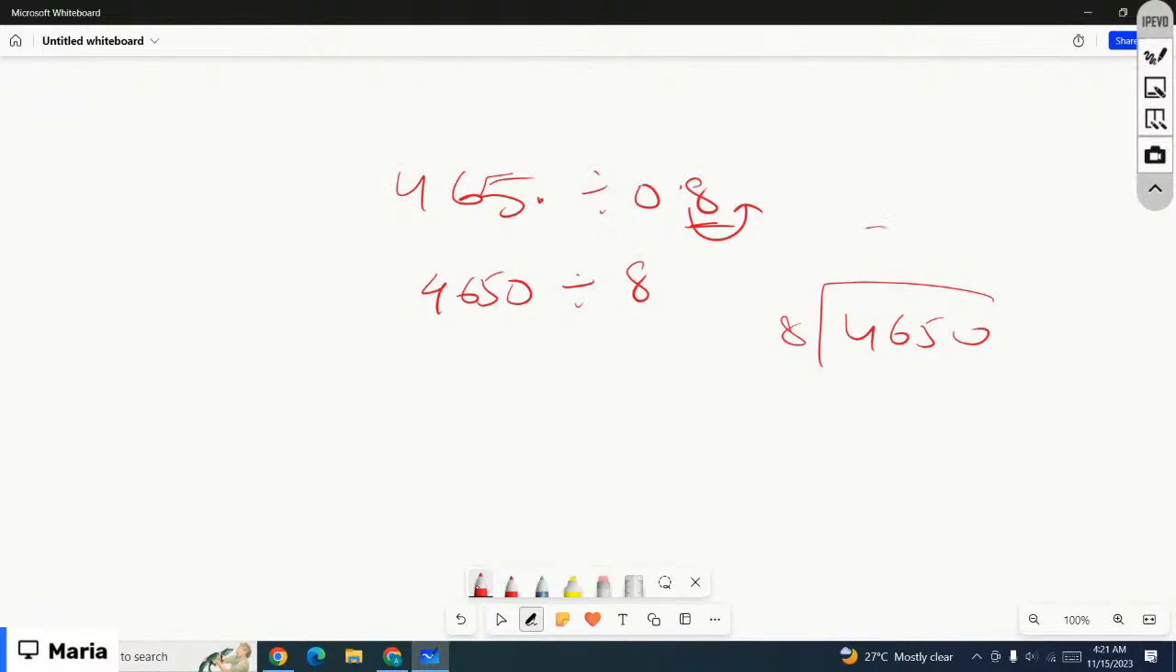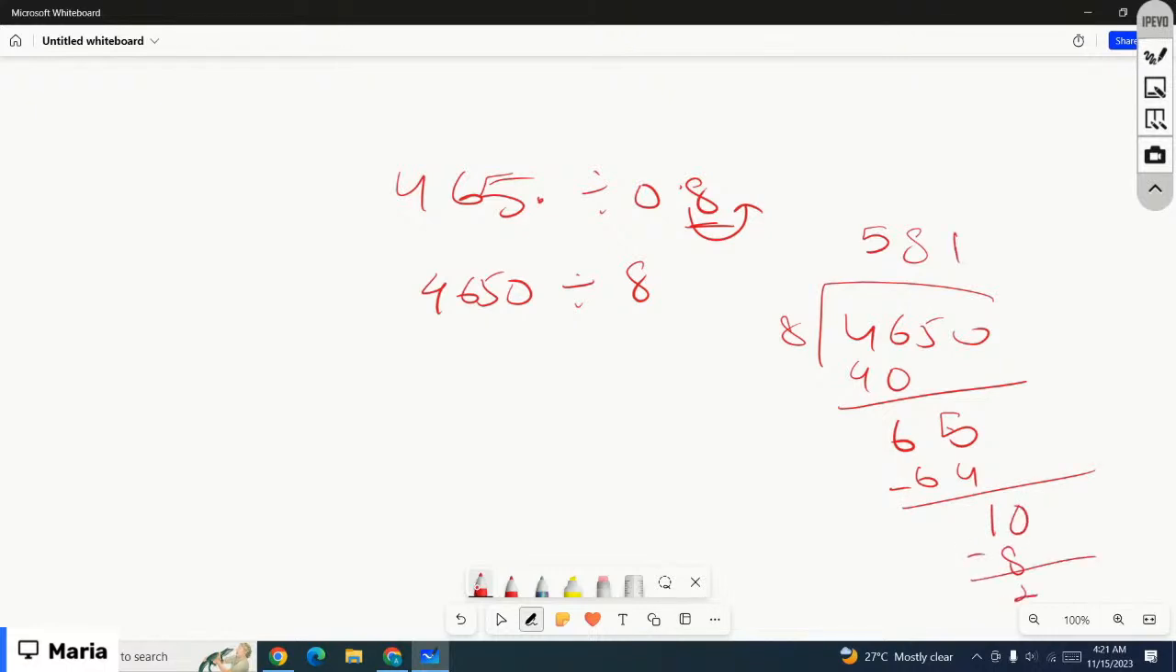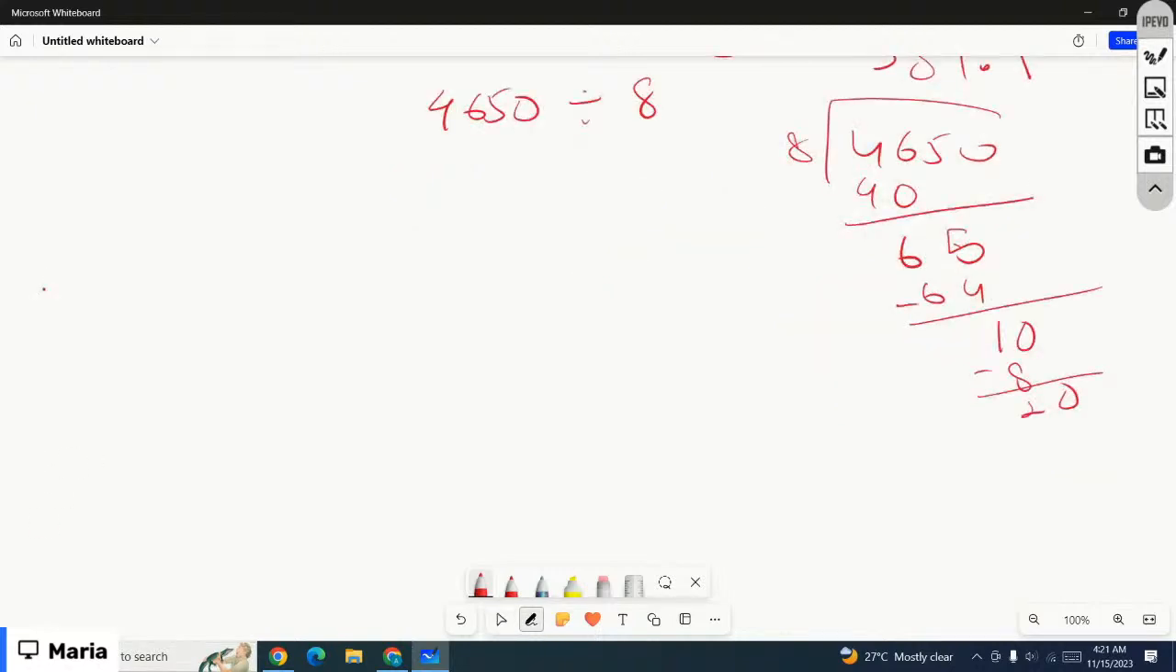8 times 5 is 40. 46 minus 40 is 6. Now bring the next digit down, that is 5. So we can go for 8 times 8 is 64. 65 minus 64 is 1, bring 0 down. So 8 times 1 is 8, and you have to put a decimal here and 0 here. So 8 times 2 is 16, and you have 4, then 8 times 5 is 40.